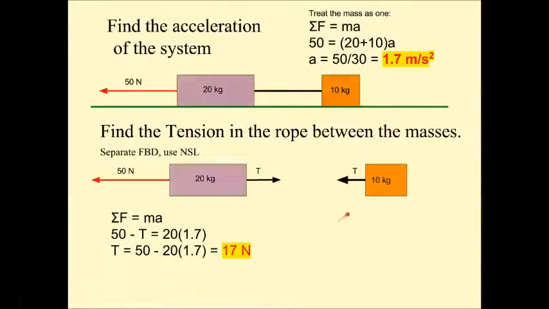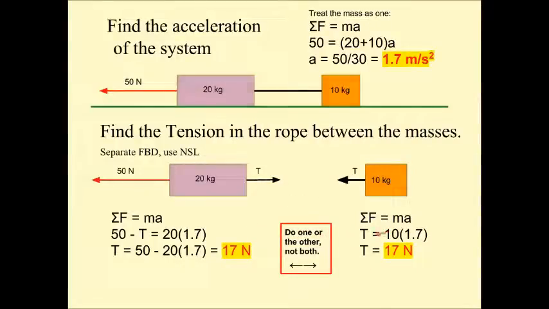Just to show you that it works for the other mass also, I'm going to do the same thing. I isolate the mass. This time I only have one force, the tension force pulling to the left on the 10 kilograms. So I use Newton's second law: the tension, that's the only force, equals the mass times the acceleration, and sure enough it comes out to 17 newtons, just like the other one, because these two tension forces are exactly the same. You don't have to do both of these calculations. You can choose one. Hint: this one only had one force, so the math was a little easier because we didn't have to subtract two forces. So that's very simple. Find the acceleration, find the tension.